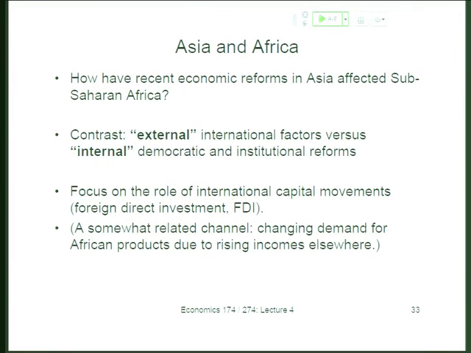How China, say, going from having a really economically disastrous regime pre-1978 to a much more successful regime, at least in terms of growth rates after 1978, how that affected Africa by changing global investment flows and commodity prices. Those are the external factors. So keep those two in mind. We're mainly going to focus on the investment for now.